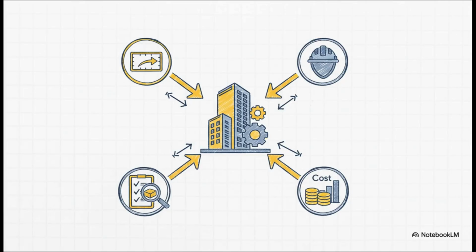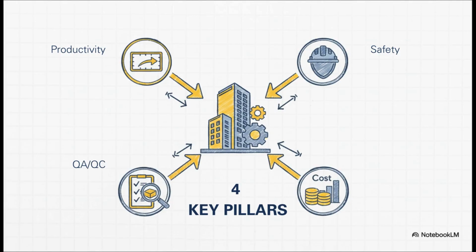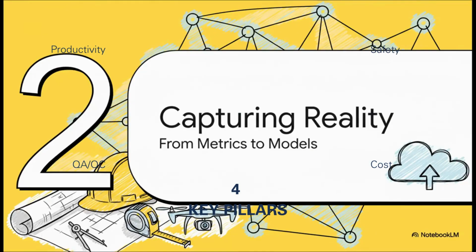So, how does this all tie into a big construction project? Well, we basically track four key pillars. Productivity: are we on schedule? Safety: is the site safe? Are we tracking near misses? Quality: is the work up to spec? How many defects are there? And of course, cost. Are we on budget? A truly high fidelity digital twin has to be built from the start to answer these four questions.